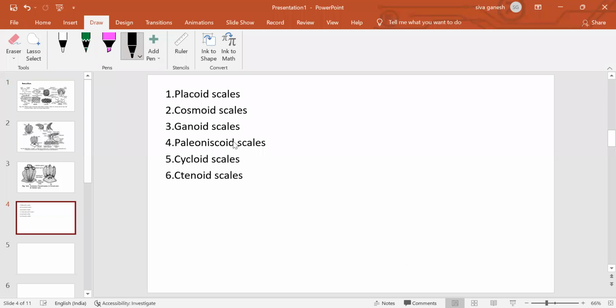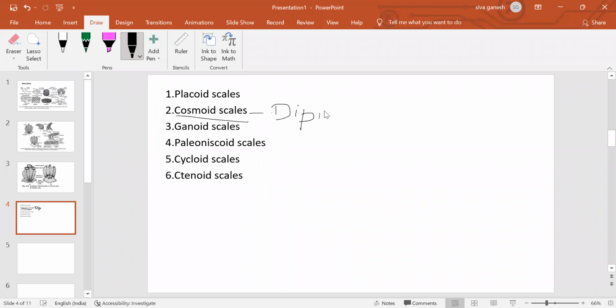These scales were present only in extinct fishes, which once lived in nature but are not present now. The cosmoid scales are present in the extinct fishes of Crossopterygii, and the only extant fishes, I mean present living fishes, which have cosmoid scales are the dipnoi fishes.